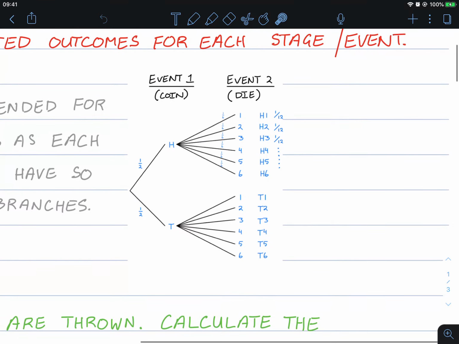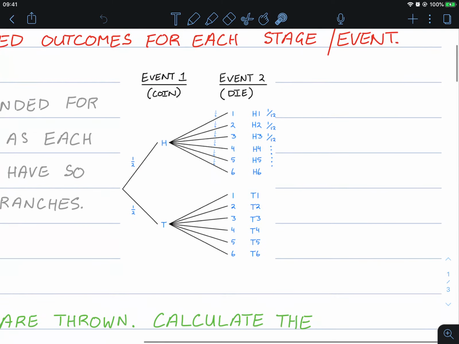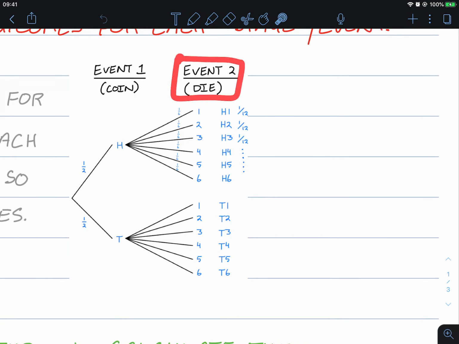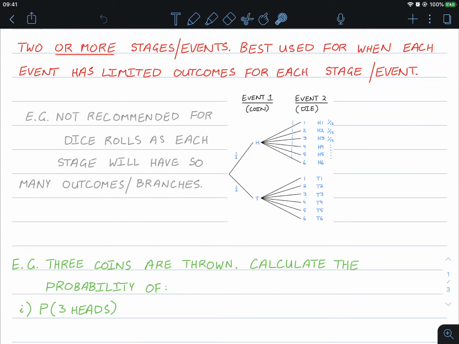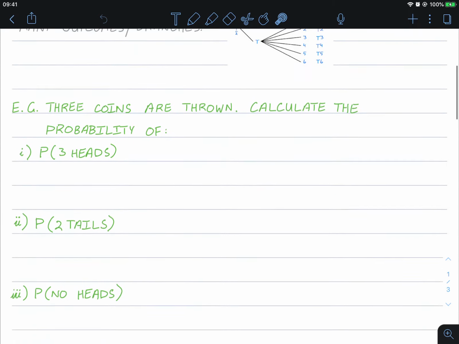So for example, stage 1 or event 1 are the coins, which is okay because there's only 2 of them. But notice how when we try and draw the branches for the stage 2 or the event 2, which is the die, we have 6 branches for each of the previous branches. Notice how this can get very large very quick if we add another stage or another event, and hopefully it's not another dice. So let's get straight to an example here.